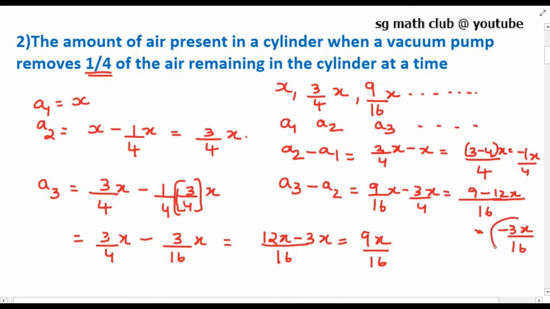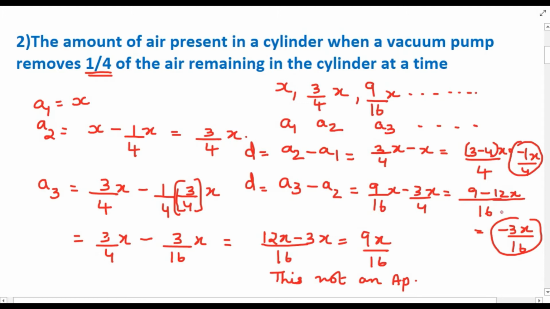We can say that the common difference d is not constant. So this is not an AP. The numbers listed in here will not form an AP. So this is not an example of an AP since the common difference is not the same. Common difference means A2 minus A1 and A3 minus A2 should be the same. When we subtract, we got minus 1 by 4 x and minus 3 by 16 x, which are not the same.